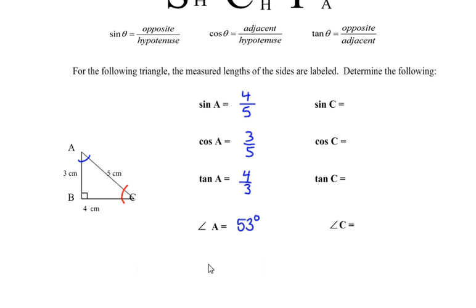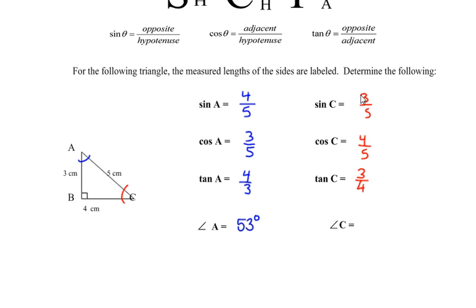Go through this one. Sine of C. So angle C, sine is opposite over hypotenuse. So what is sine of C? 3 over 5, opposite over hypotenuse. For cos of C, adjacent over hypotenuse, 4 over 5. And tan would be opposite over adjacent, 3 over 4.